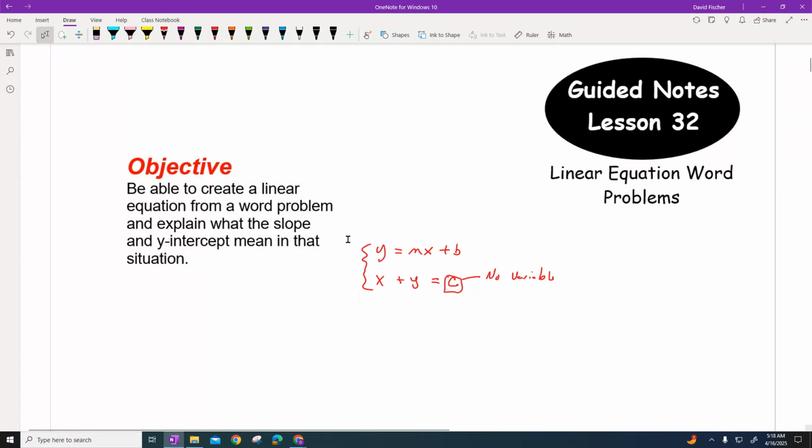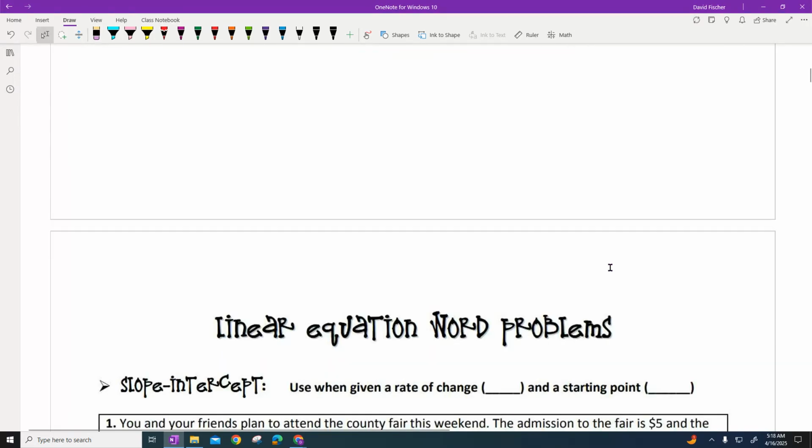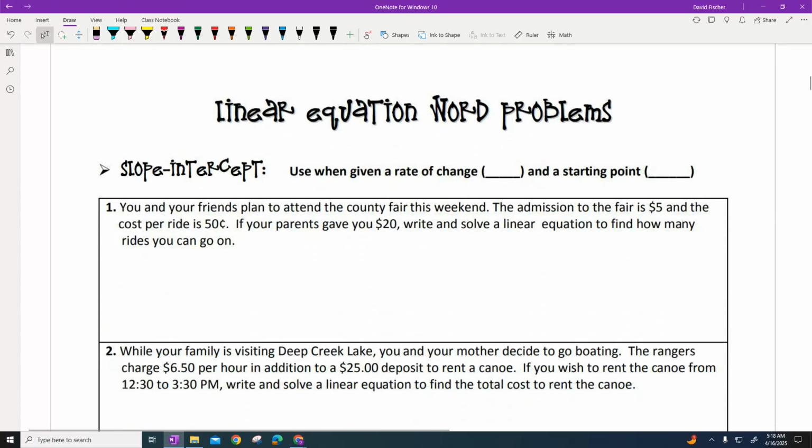Okay? Most of the time we do this y equals mx plus b form on equations, and so it's called slope-intercept form. And so if we can find the rate of change, which is the same thing as slope, in our word problem, we're going to put that where the m is in y equals mx plus b, and then if we have a starting point, that's going to be our b.